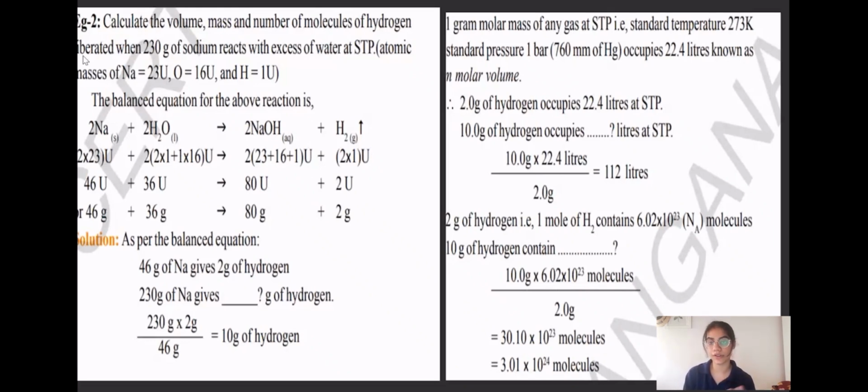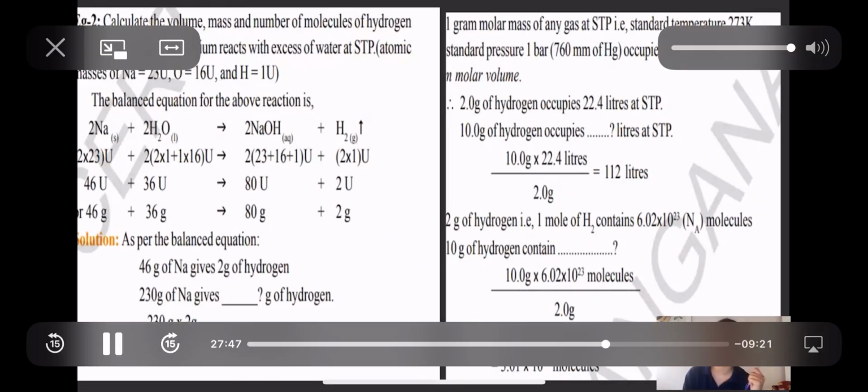If you were to convert it into standard form, you shift a decimal by saying 3.01 into 10 to power 24 molecules. Again, 2 grams of hydrogen from the given equation is 1 mole of H2 in this given equation. So 1 mole of H2, we know 1 mole of any substance, be it any amount, contains 6.02 into 10 to power 23 molecules. Now we have 2 grams containing these many molecules.